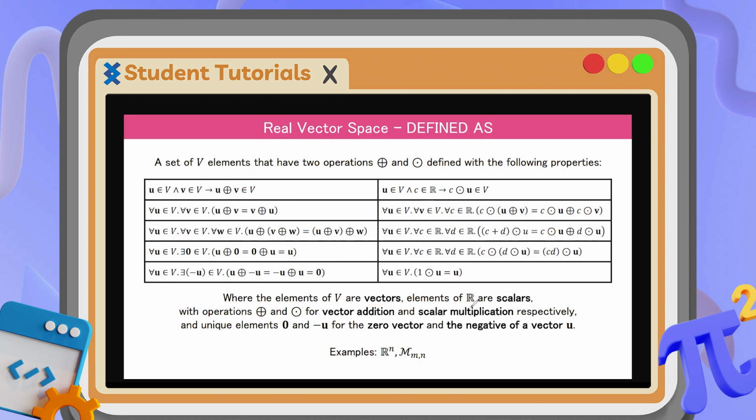The elements of real numbers are considered as the scalars. And then we also have operations, vector addition and scalar multiplication. And unique elements, this is important, the zero vector and the negative of a vector u. So examples of real vector spaces are the set Rn, or basically vectors which are n by 1 in dimensions. And then we also have the set of m by n matrices, which is dictated by this notation over here.